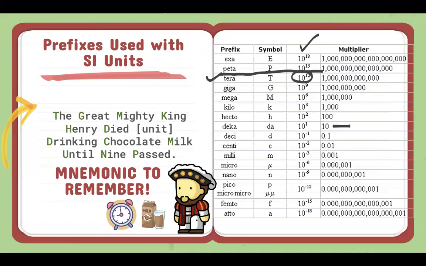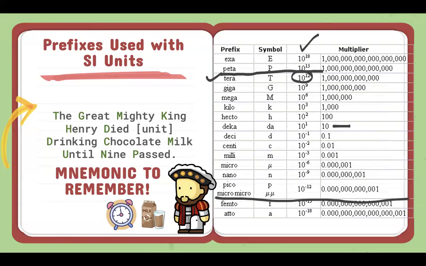Starting from deci, it becomes negative. Deci is 10 raised to -1, and centi, -2. Milli, -3. Micro, 10 raised to -6. Nano, 10 raised to -9. And pico, 10 raised to negative 12. So we can stop there. Those are the ones that are mostly used.